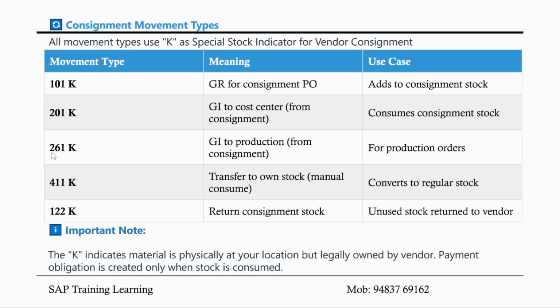But for movement type 261K, the products are mostly raw materials which you are going to use in production. After consuming these products, there is a value, because you're going to produce your product, and the product has a value and is going to generate revenue for your company. And the last movement type is 411K, where you transfer ownership to your own stock.